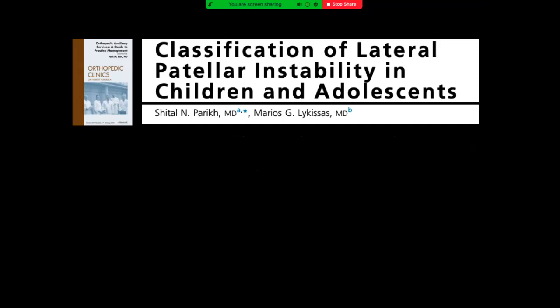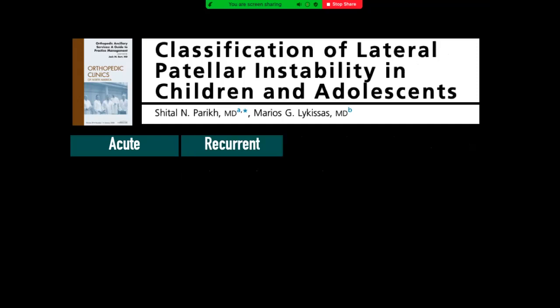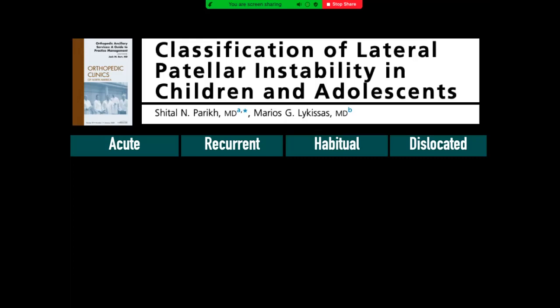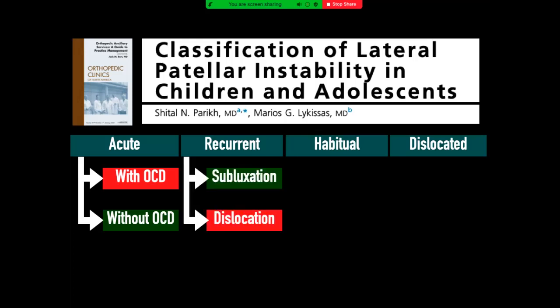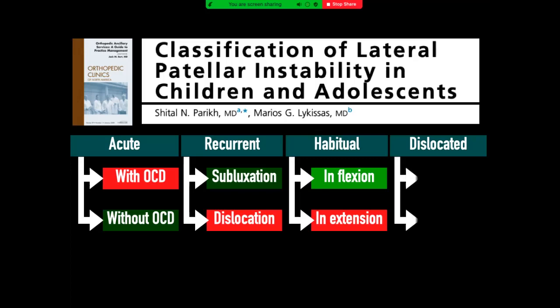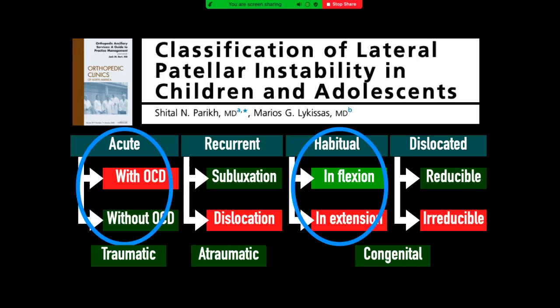So this is the classification by Sital Parikh, which Amit sir has mentioned in his first talk. He classified pediatric patellar dislocation into acute, recurrent, habitual, and dislocated. In acute, there is with OCD and without OCD. In recurrent, there is subluxation or dislocation. Habitual may be in flexion or in extension, and dislocated may be reducible or irreducible. There may be some fixed dislocated patella where the reduction is not possible.